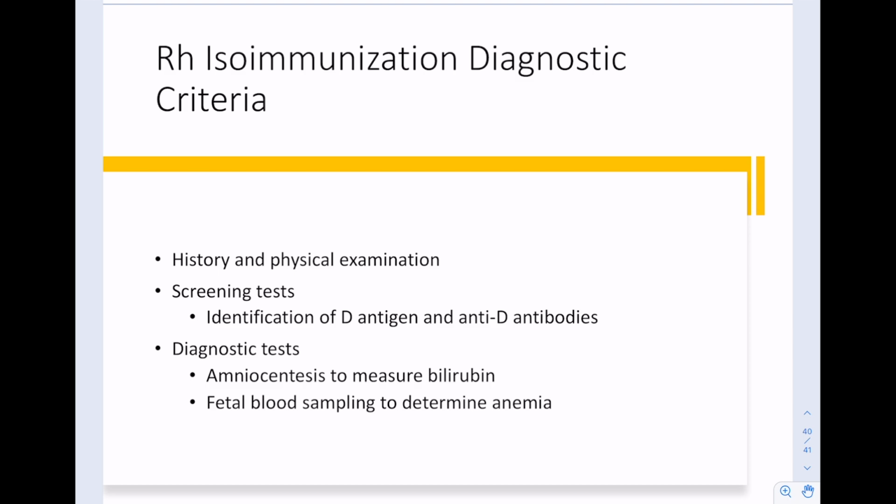If the mother is Rh negative, and there's the possibility that the baby might be Rh positive because of the father's blood type, they can do an amniocentesis where they actually stick a needle into the amniotic fluid, pull out a sample, and then measure the concentrations of bilirubin. In extreme cases, they can actually do a fetal blood sample by taking a draw from the umbilical cord, but that's pretty extreme.